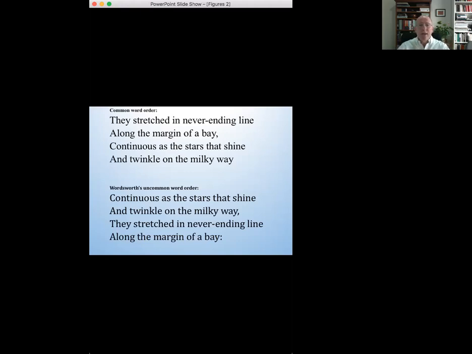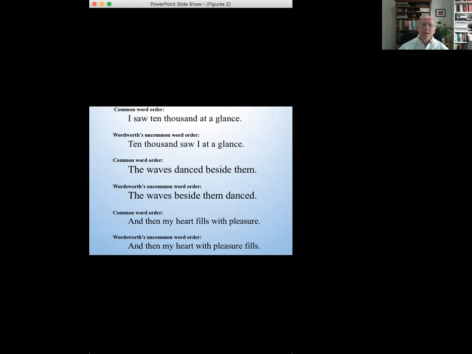The simile is inverted. Continuous as the stars that shine and twinkle on the Milky Way, they stretched a never-ending line along the margin of a bay. I think we might well say, I saw 10,000 at a glance. But Wordsworth writes, 10,000 saw I at a glance.